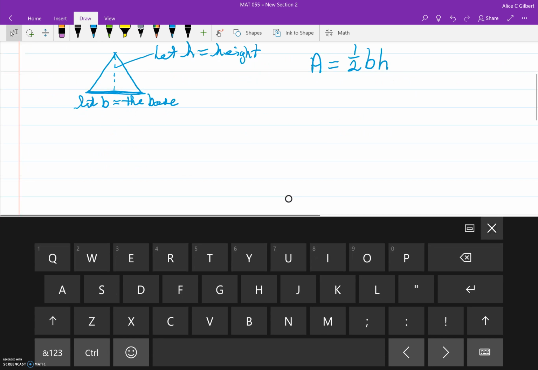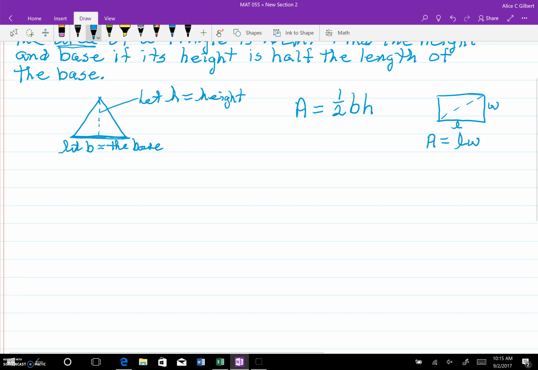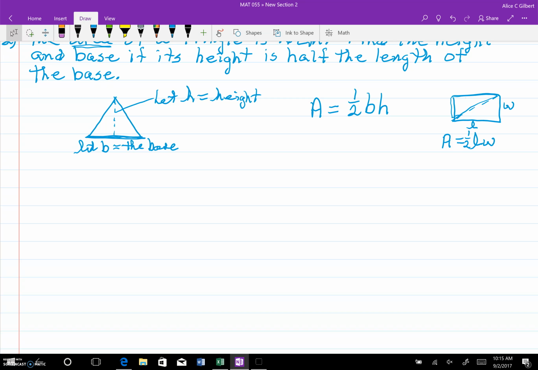Let's think about that for just a moment. We all know that the area, or at least I hope we do, of a rectangle is length times width, with this being our length and this being our width. But if I cut this in half, now I've got a triangle here. And so my area is going to be half of that because I cut it in half. Make sense? So we've got our area, 1/2 base times height.